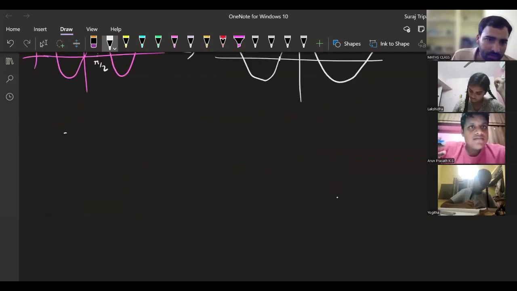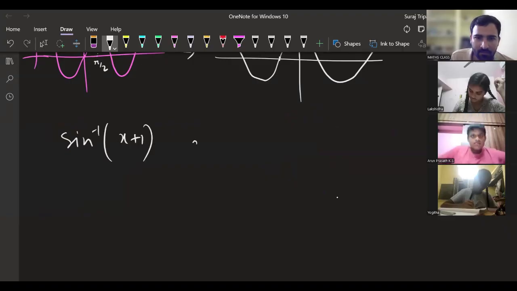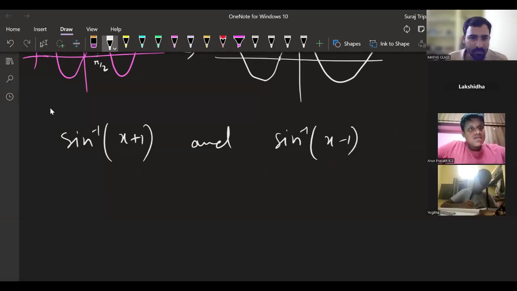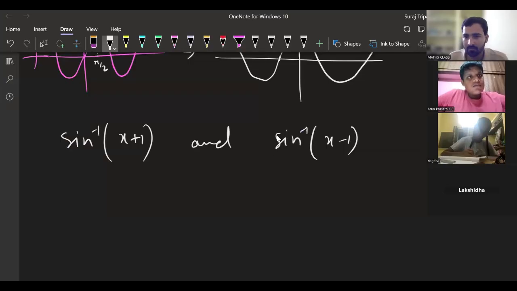Now next example. Suppose sin inverse x plus 1 and also sin inverse x minus 1. Draw each graph, this one also, this one also.